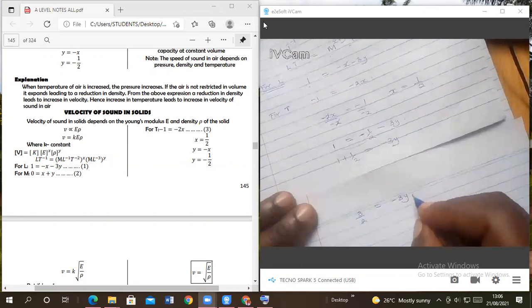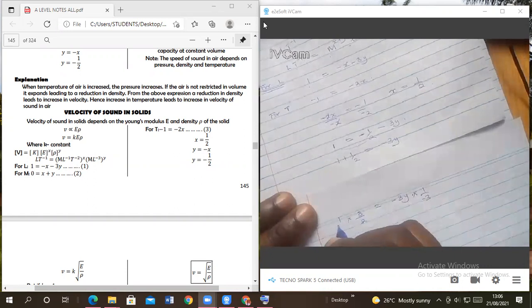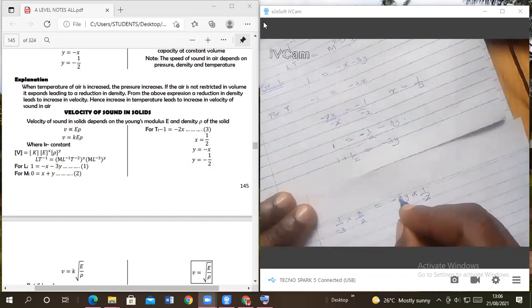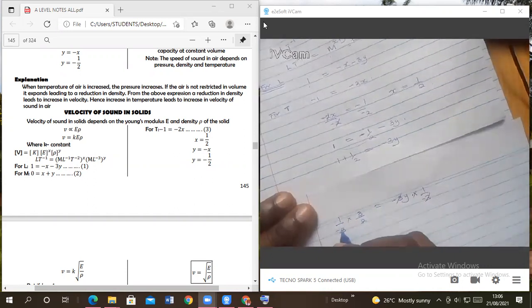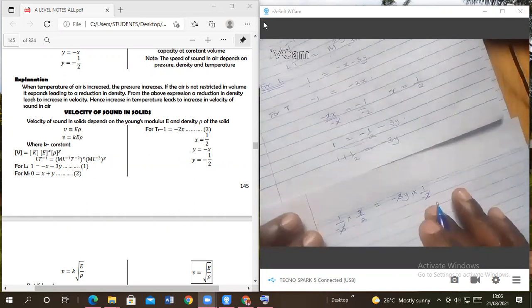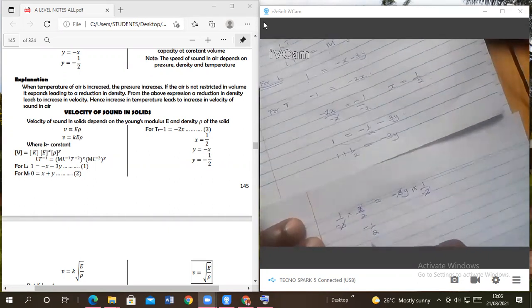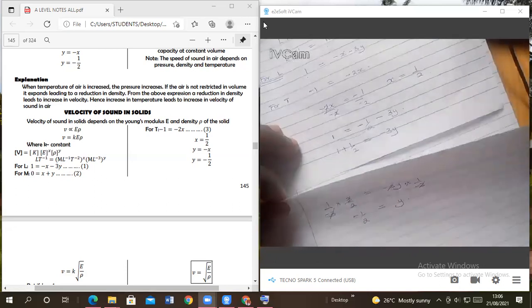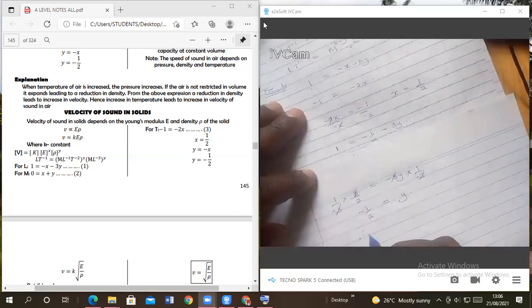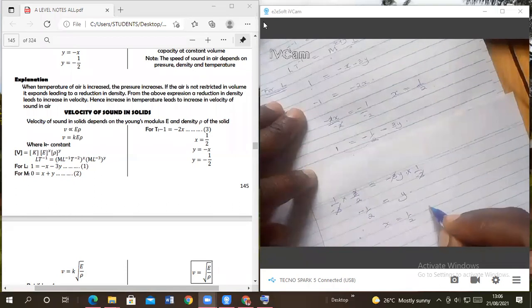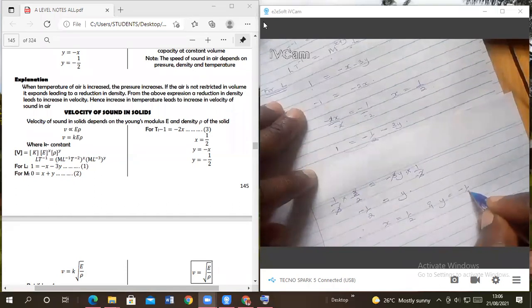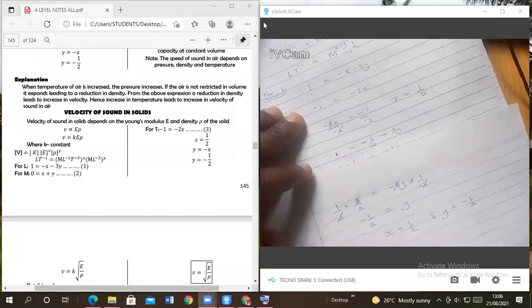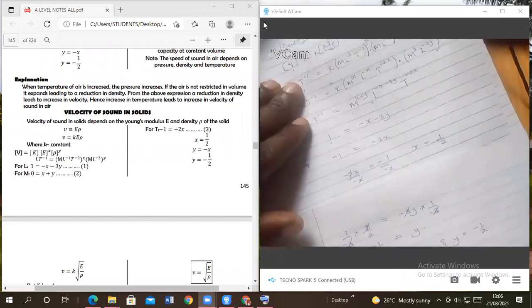So if we multiply by negative a third on both sides, you get negative a half on this side is equal to y. Therefore, it means that our x is a half and our y is negative a half.